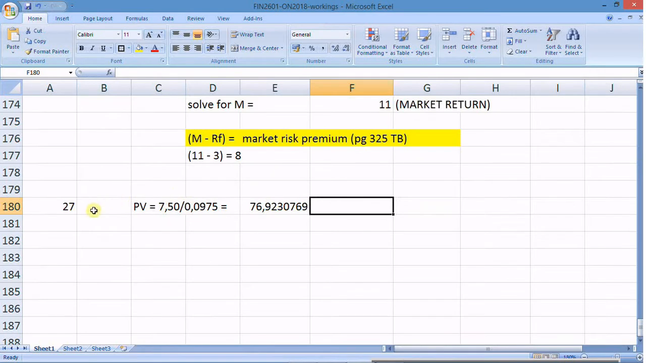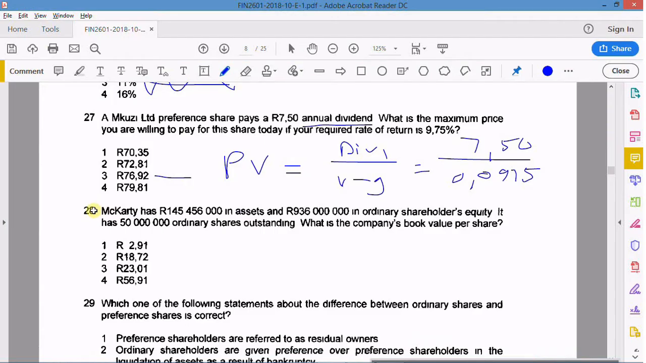76.92. Yes. Option 3. Okay, M has that amount in assets, that amount in equity. So A and E. Remember, when I have A and E, I can work out L, liabilities, because A equals owner's equity plus liabilities. Keep that in the back of your mind. This is the exam technique.